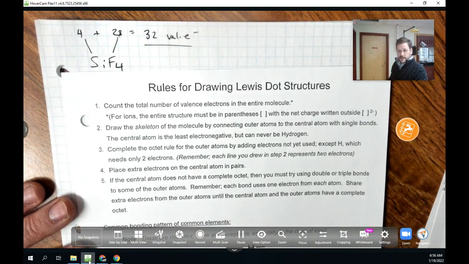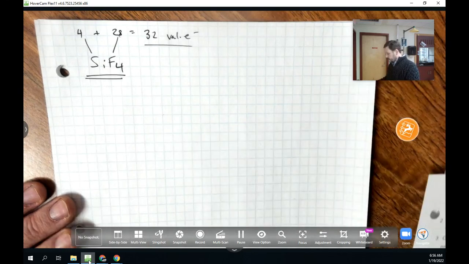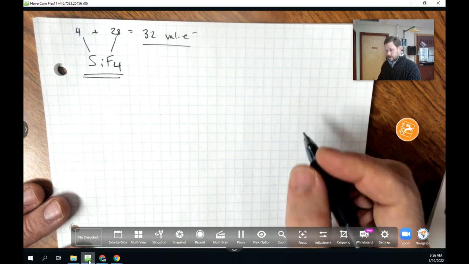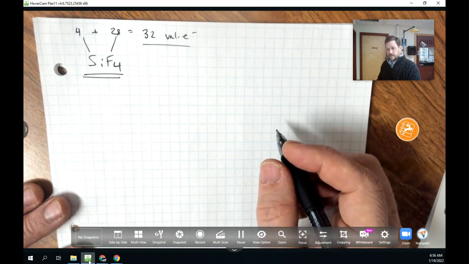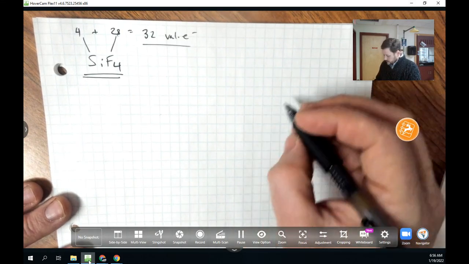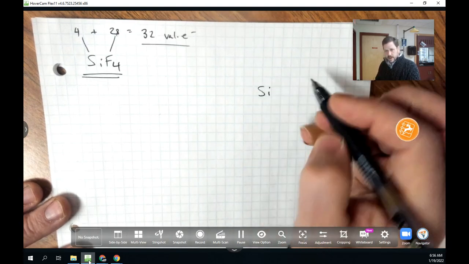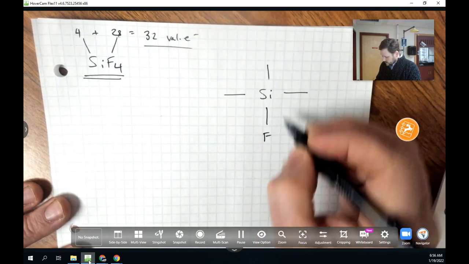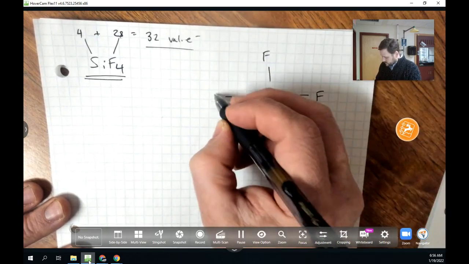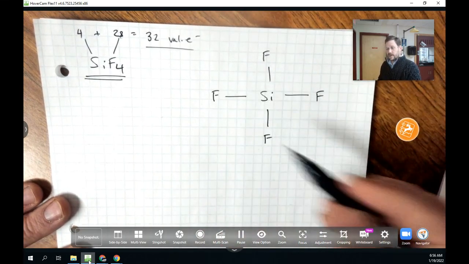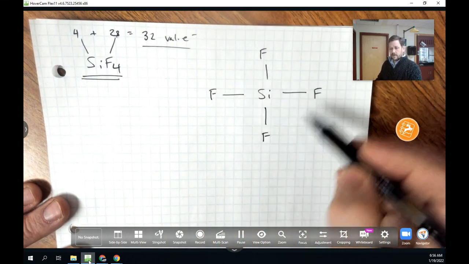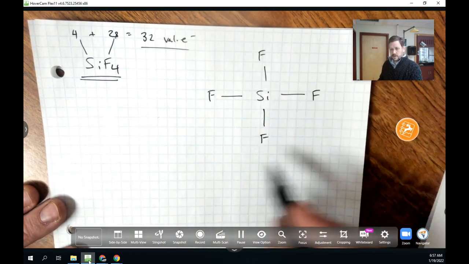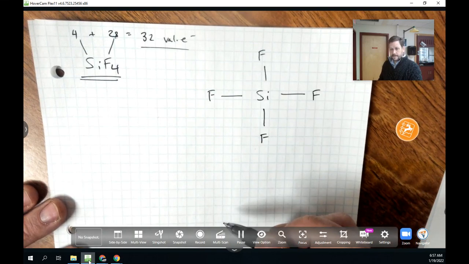The next rule says draw the skeleton of the molecule by connecting outer atoms to the central atom with single bonds. Well, the central atom, it also goes on to say, is the least electronegative. So whichever is furthest away from fluorine, and in this case, that's silicon. And notice there are 4 fluorine atoms which need to be connected to it with single bonds. And we always draw these peripheral atoms radially around the central atom just to minimize electron-electron repulsion. All of these bonds are going to get as far away from each other as they possibly can. And in 2 dimensions, that would be 90 degrees.